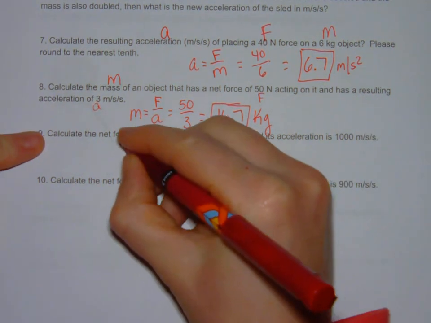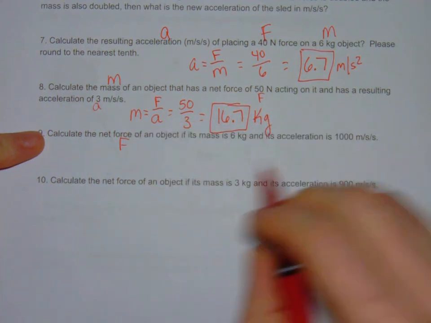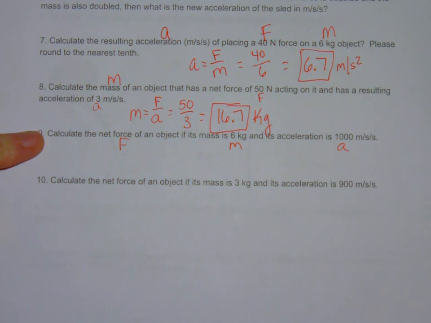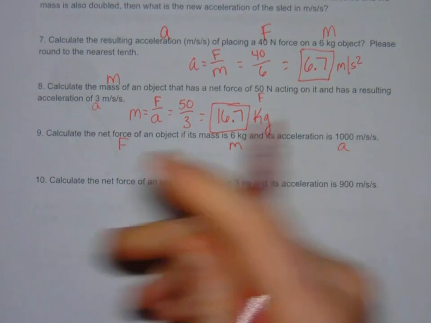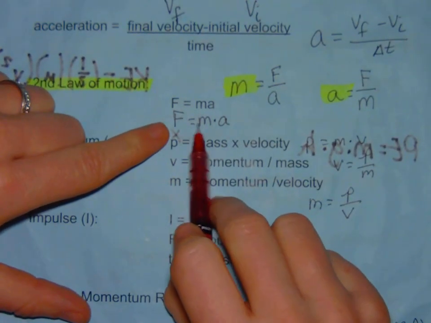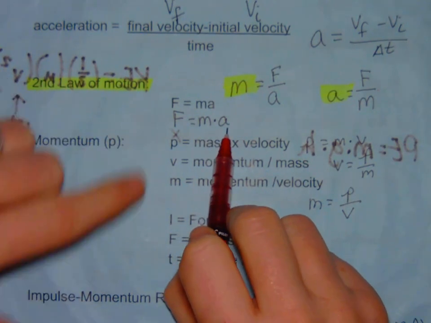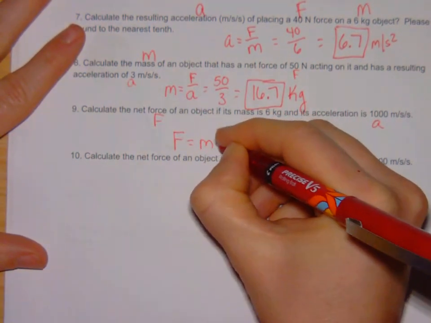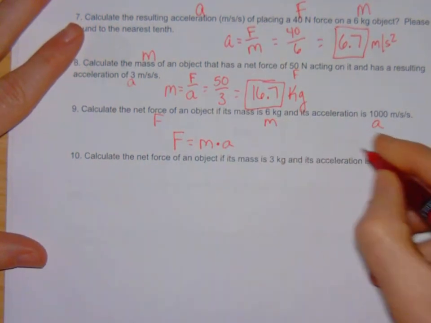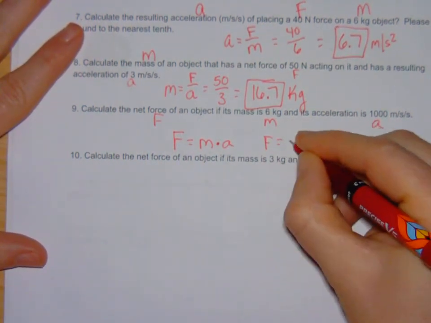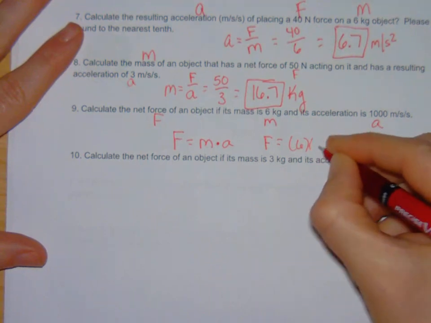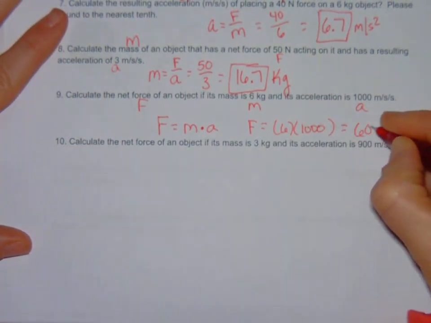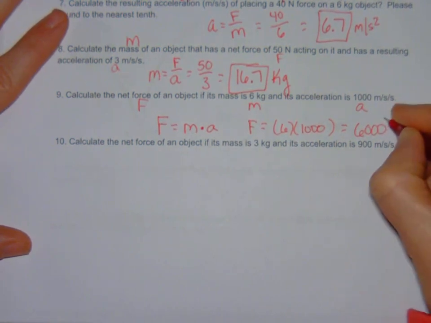Number 9, calculate net force, which is F. We have an object whose mass is 6. Acceleration is 1,000. Force equals mass multiplied by acceleration. Therefore, force equals 6 multiplied by 1,000. Probably don't need a calculator. 6,000 newtons.